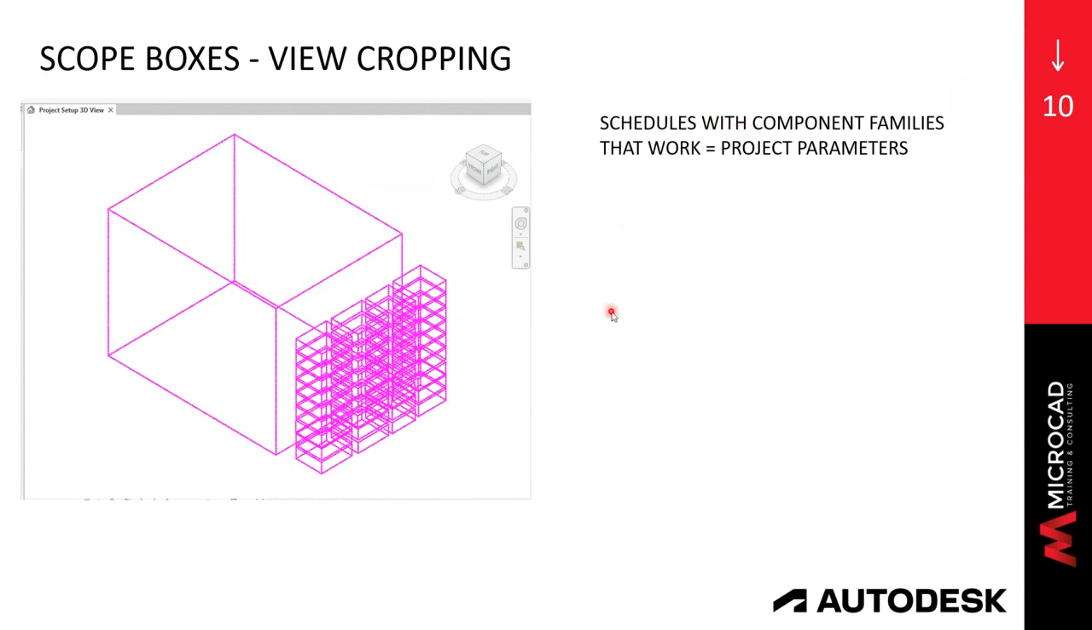Schedules are hugely important in your project setup, and your schedules depend on your component families that you're going to schedule. And that again trickles down to the concept of project parameters. So those should also be set up ahead of the game. Your families should be tested so that they populate your schedules in a fairly automatic way, so that you don't have to do that after the fact. You can save time.